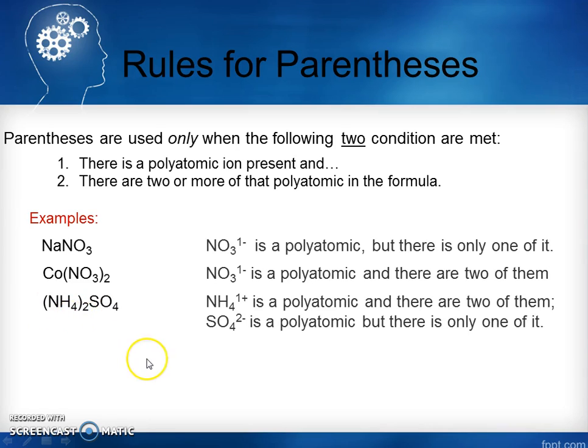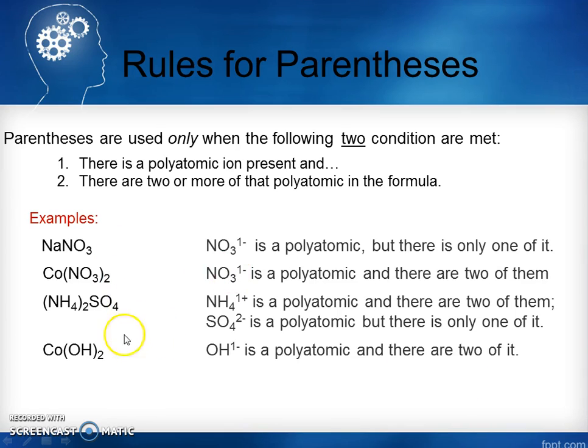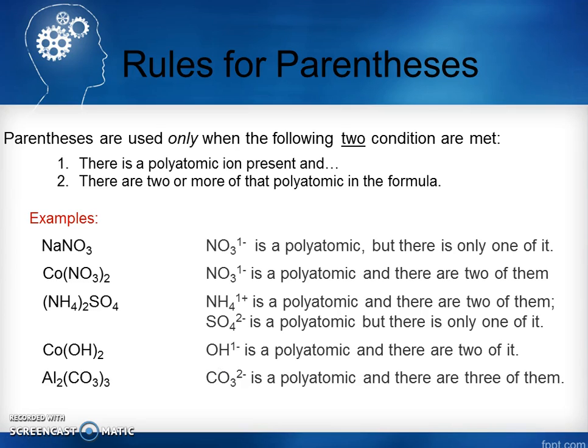(NH4)2SO4. NH4 is a polyatomic, and there again are 2 of them. And SO4 is a polyatomic, but there is only 1. Hence no brackets. Co(OH)2, OH is a polyatomic, and there are 2. And Al2(CO3)3. CO3 is a polyatomic, and there are 3 of them. NaOH, OH is the polyatomic, but there's only 1, so no parentheses needed.